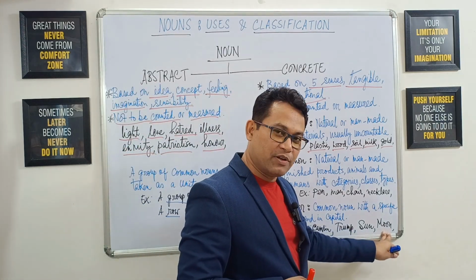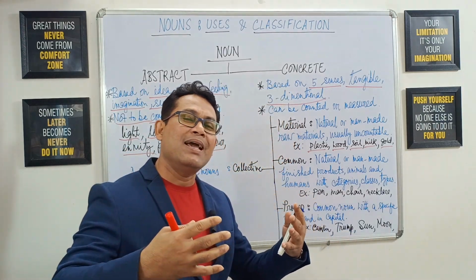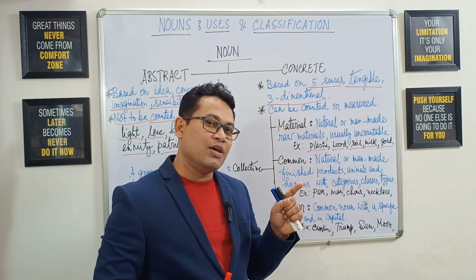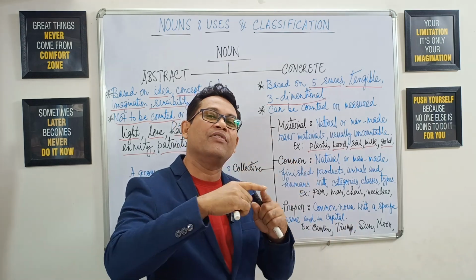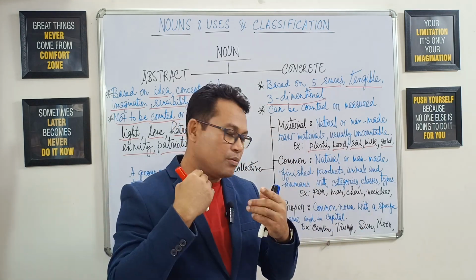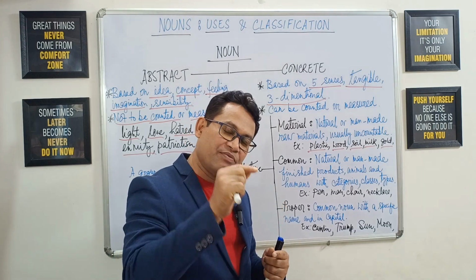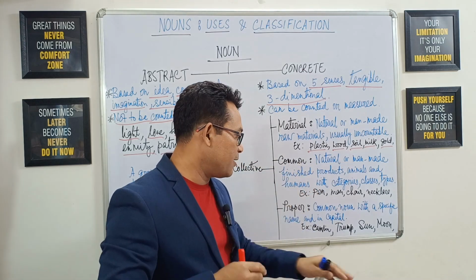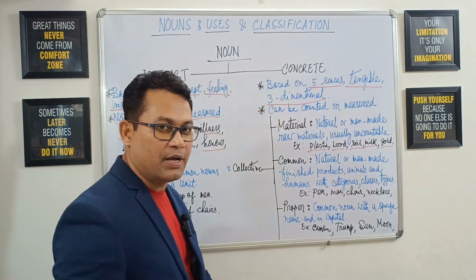Similarly, moon is also a proper noun. Okay, moon is a satellite. Moon is the only satellite of the earth. So there are other planets which have so many other satellites. So moon is a specific name to a particular satellite of the earth. Okay, that's why moon is also a proper noun.